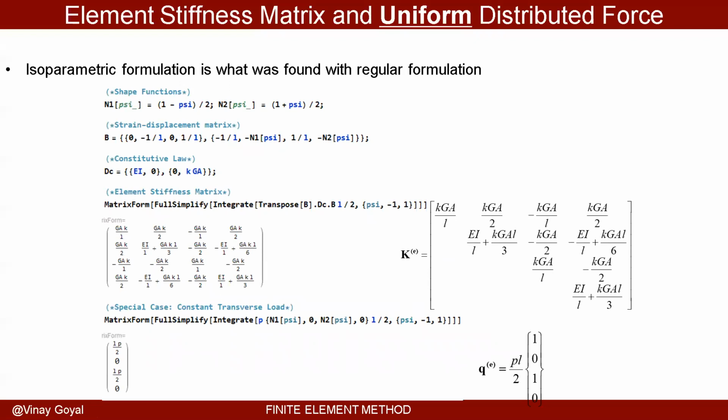And these calculations can be performed in Mathematica very easily. So you can see that here n1 is 1 minus C divided by 2, and n2 is 1 plus C divided by 2. And then the B bold matrix is provided here. I have the constitutive law. And when you integrate from -1 to 1, you get the same answer I got before. Everything is the same. So this demonstrates that your parametric formulation worked really well.